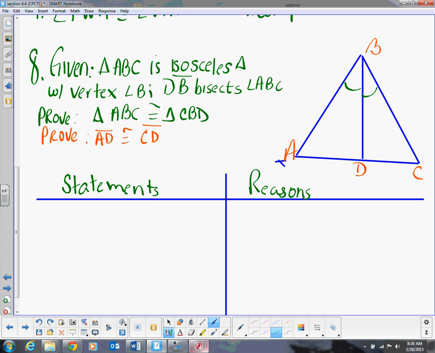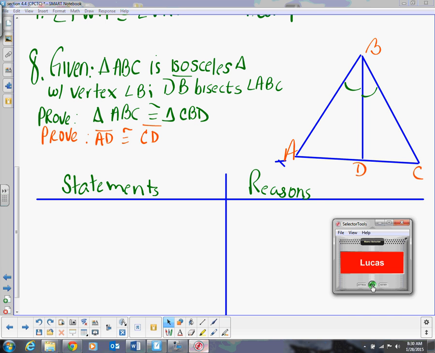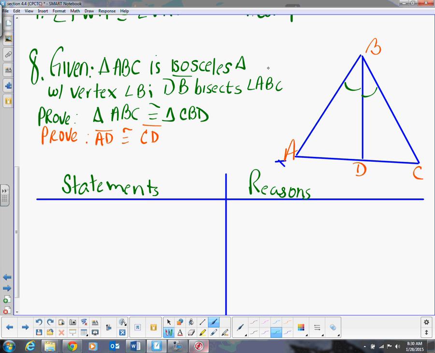So Lucas correctly interpreted this bisect piece. Bisect means you should have two equal things. An angle's being cut in half, and he found two equal angles. Segments will never come from an angle bisector. All right. So that was good. So what we've done, Maria, we've used that up. What else do you want to do?